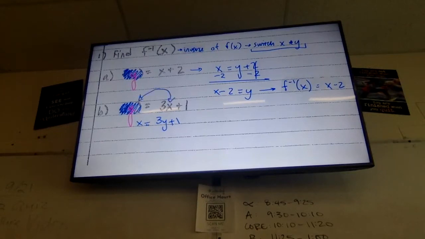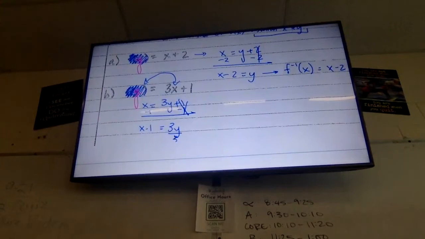And then now again, I'm going to do my inverse operations to solve for y. So first thing, minus 1. And then I need to get that y by itself, so I'm going to divide by 3. Now, don't stress yourself out over this. I think this is totally acceptable to write: x minus 1 over 3. I think that's a great way to write it. Again, the best math way would be f to the negative 1 of x equals x minus 1 over 3.